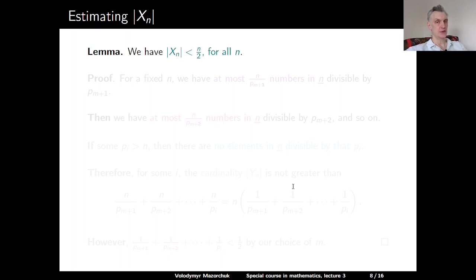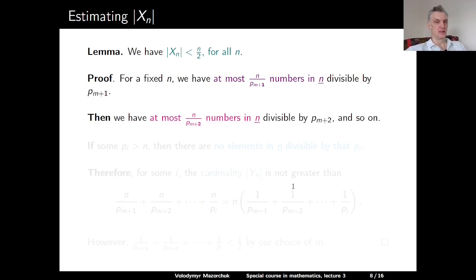Okay, first let us try to estimate the cardinality of X_n. So claim: the cardinality of X_n is less than n divided by 2 for all n. Proof. Recall that X_n is the set of all integers which have at least one big prime divisor. So for a fixed n, if we take the big prime p_{m+1}, we have at most n divided by p_{m+1} numbers in the set n underlined which are divisible by p_{m+1}. Similarly, we have at most n divided by p_{m+2} numbers in the set n underlined which are divisible by p_{m+2}, and so on.